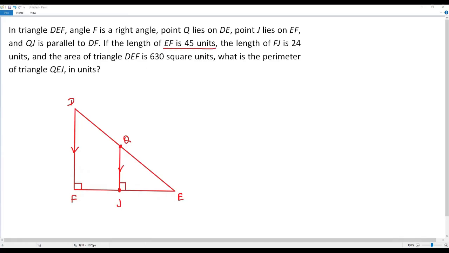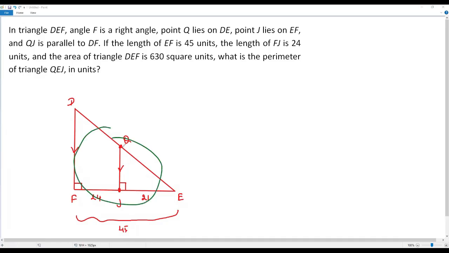The length of EF is 45 units. Okay, here we have EF, its length is 45 units, and the length of FJ is 24. Then what is the length of this JE? For that we have to subtract this 24 from this 45, then I'm getting 21.